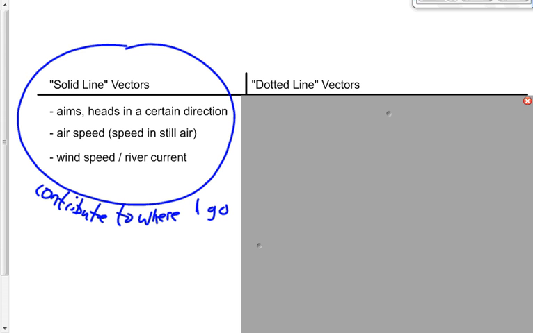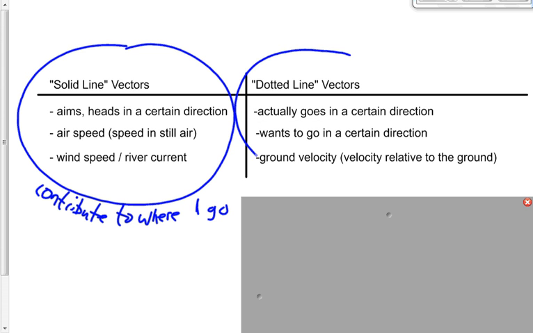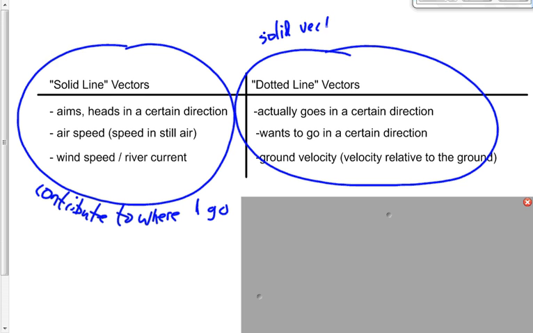Dotted line vectors, on the other hand, that's where we actually go. The solid line vectors contribute to the dotted line vectors. Or the solid line vectors cause the dotted vectors. In other words, we might aim in a certain direction, but the wind takes us off course. Those two vectors combined, where I aimed and how much the wind was blowing, caused me to actually go in a certain direction.